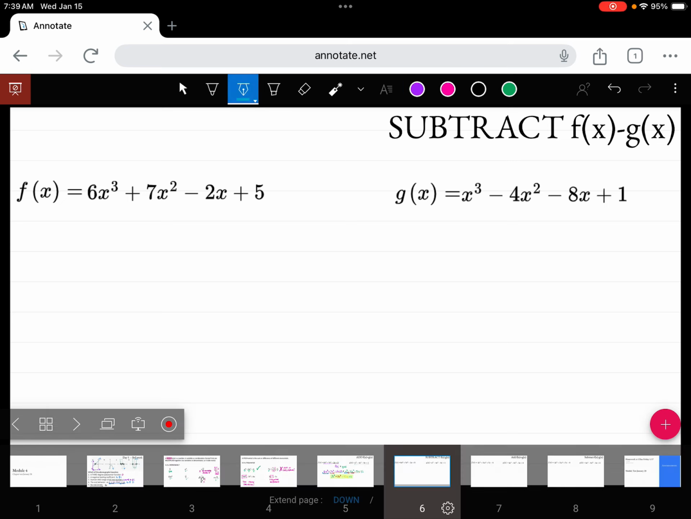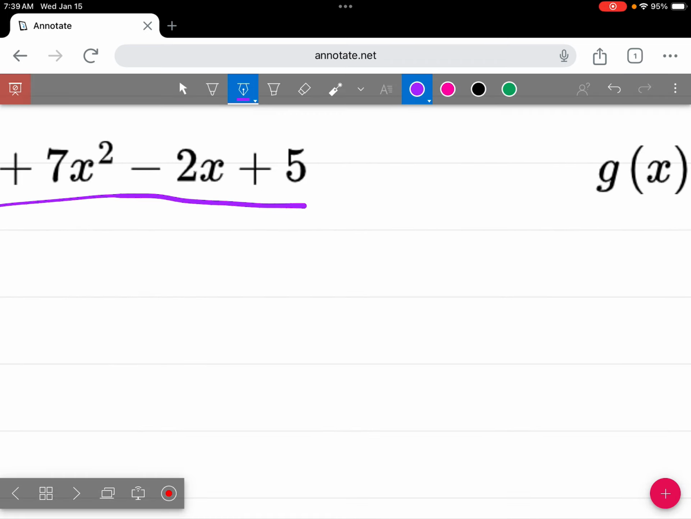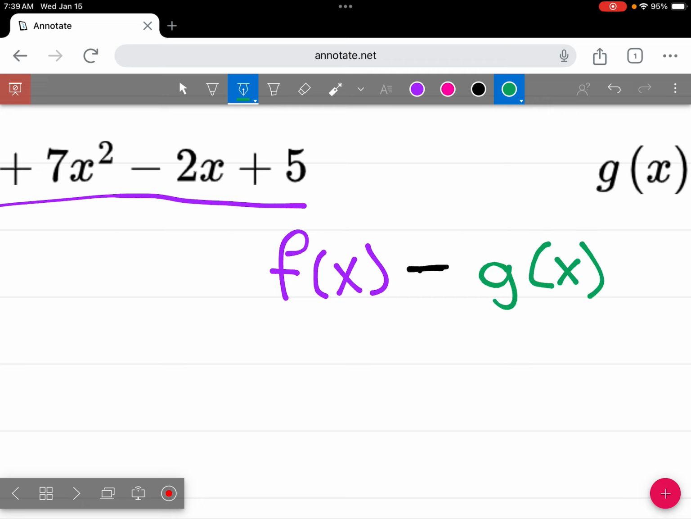So I'm still going to use my f of x being purple and my g of x being green. So we want to do f of x, and we want to subtract everything that's in g of x. I'm subtracting the whole thing.